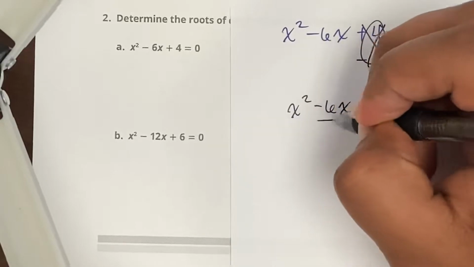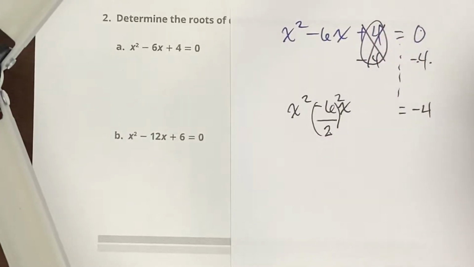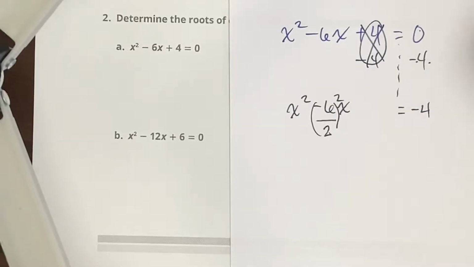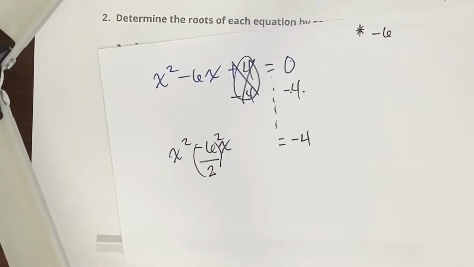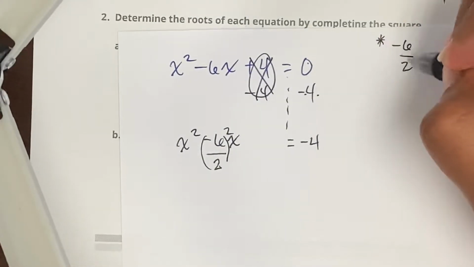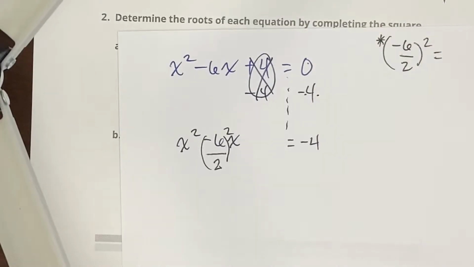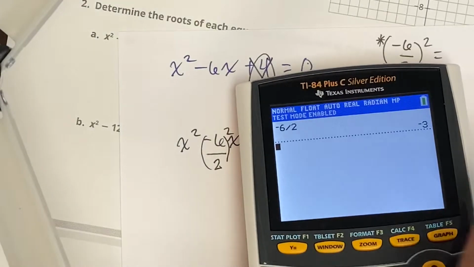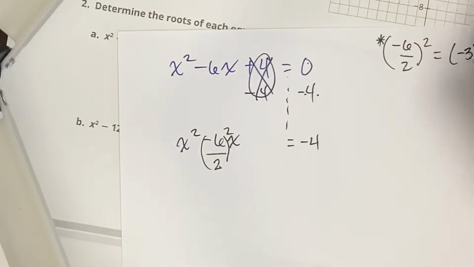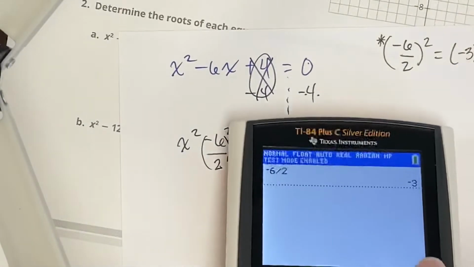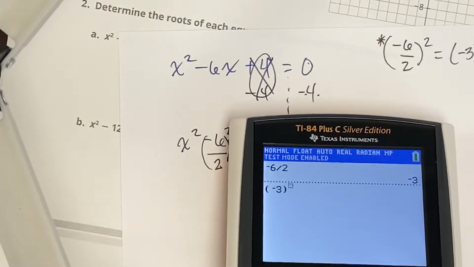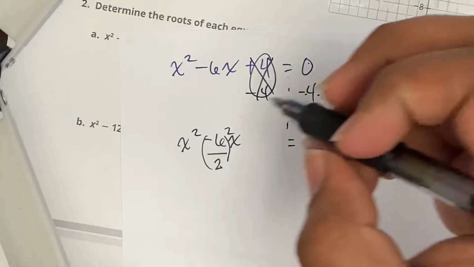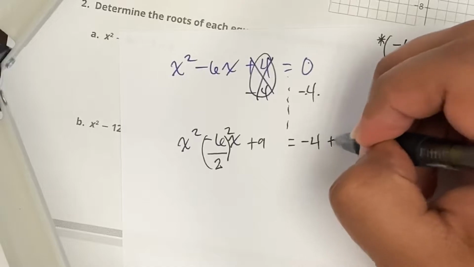Next, I got to take my b value divided by 2, square it, and do it to both sides. When I do this, I'll do it right here on the side. Negative 6 divided by 2 squared is, let's check. Negative 6 divided by 2 is negative 3. And then negative 3 squared is 9. Adding 9 to both sides, plus 9 plus 9.